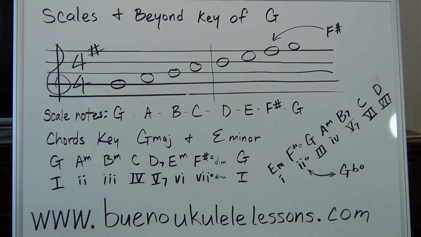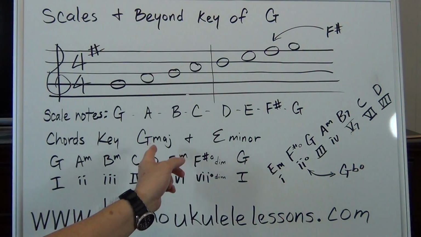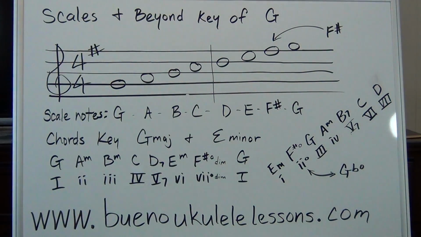Today we're going to be talking about the key of G, better known as the key of G major, and E minor. So two keys we're going to be talking about, and scales about that.